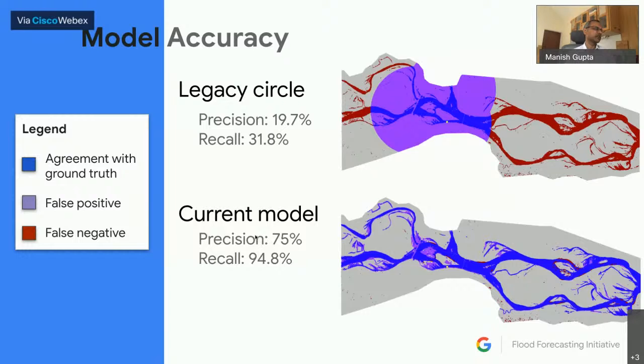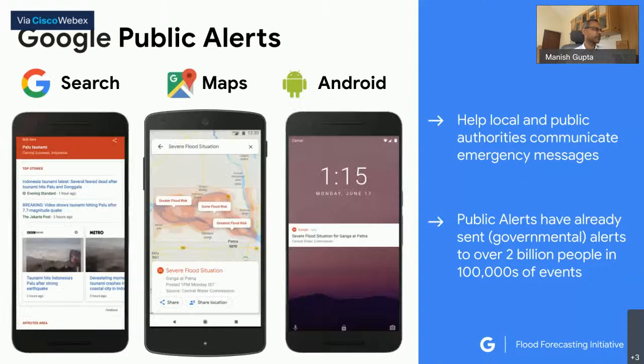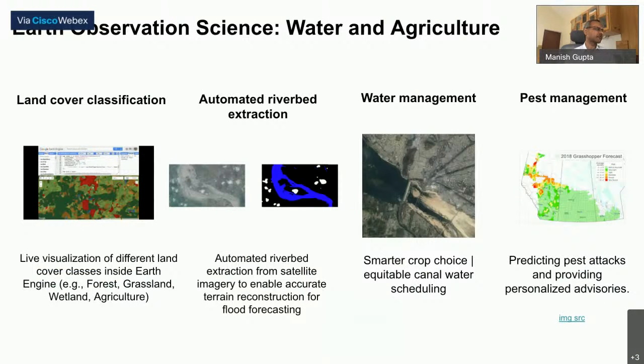With this machine learning model, we have been able to substantially improve the accuracy of that flood forecasting model. And now it is being deployed in many parts of India, and these alerts are being sent. We are doing further work with analyzing the satellite images to be able to solve problems like land use and land cover classification.